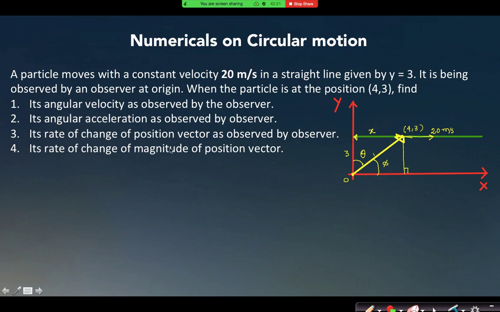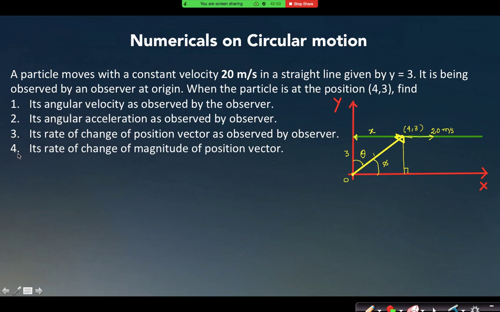What is rate of change of position vector? Is it only the velocity vector that is asked in this question? Rate of change of position vector is nothing but the velocity vector. So the answer of the third question is 20 meter per second i cap, according to this diagram. Is this clear to everyone? The third one? Yes or no?